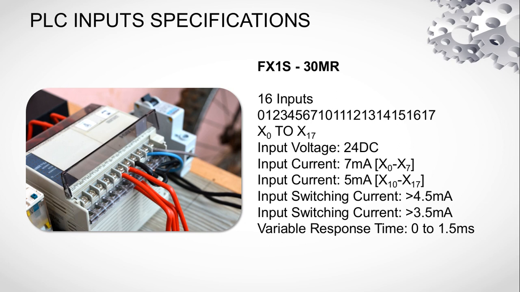That is, this 7 milliamps works between X0 to X7. That is the input point X0 to X7. The input current for X10 to X17 is 5 milliamps. And then the input switching current is normally greater than 4.5 milliamps, and the input switching current for the second part, X10 to X17, is greater than 3.5 milliamps. Generally, we have a variable response time of 0 to 1.5 milliseconds.